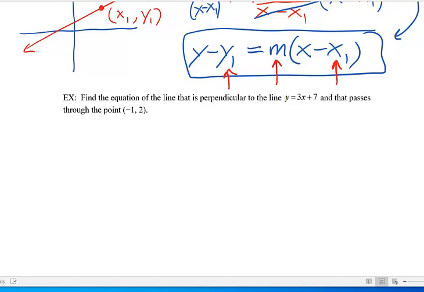It still boils down to 2 things. I mean, at some point I'm going to have to figure out the slope, and at some point I'm going to have to figure out the y-intercept. This is just a different way of doing it.